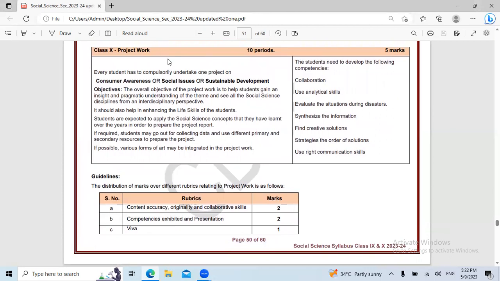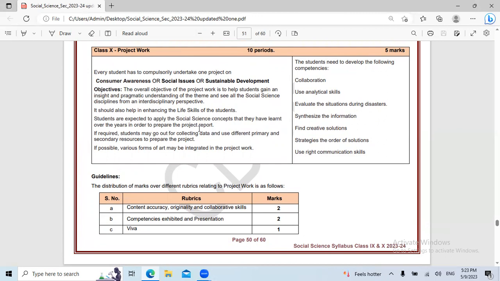See, for the project work, 10 periods are being allotted and 5 marks are there. Every student has to compulsorily undertake one project on the options given: consumer awareness, or social issues, or sustainable development. What is the objective? The overall objective of the project work is to help students gain an insight and pragmatic understanding of the theme and see all the social science disciplines from an interdisciplinary perspective. It should also help in enhancing the life skills of the students.